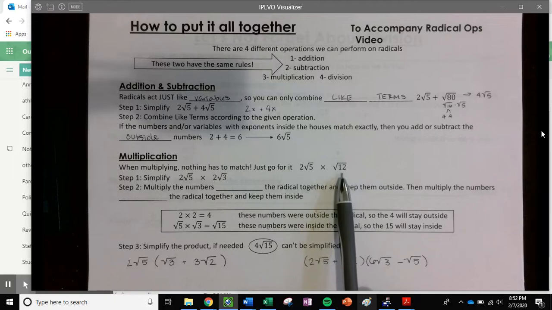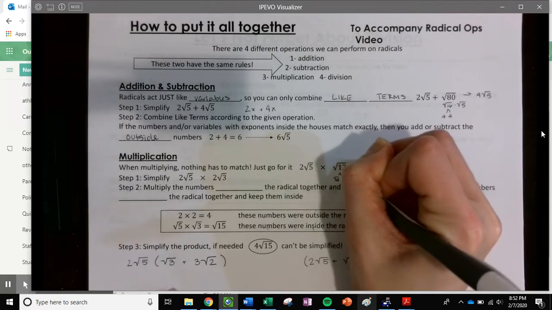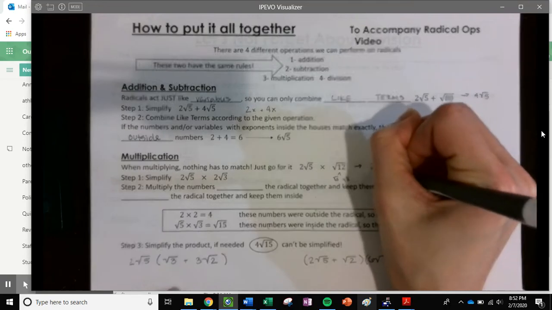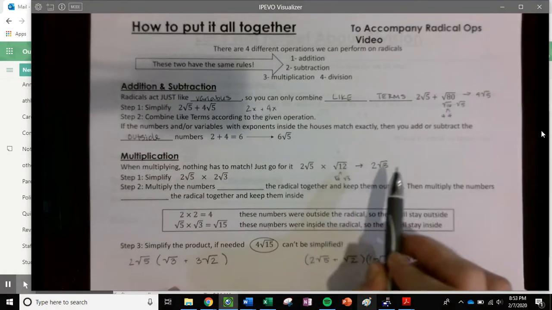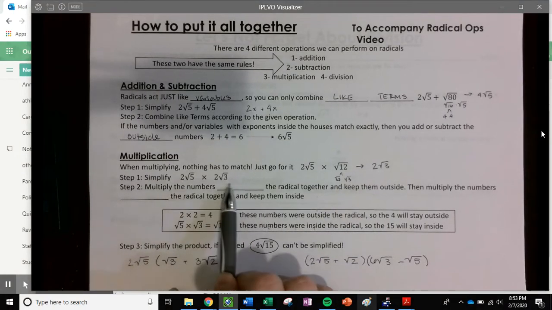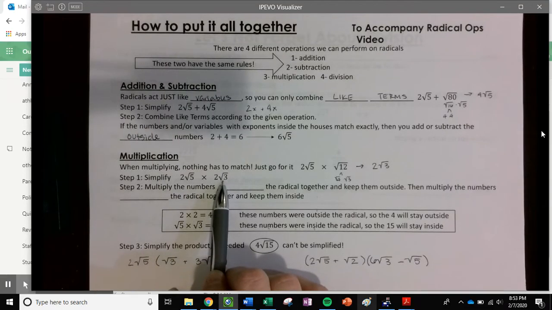We know that the square root of 12 can, in fact, simplify because we can break this down to the square root of 4 times the square root of 3. Square root of 4 squares out to 2, and the square root of 3 stays inside. So square root 12 simplifies to 2 square root 3. We've got our simplified radicals written here, 2 square root 5 times 2 square root 3.